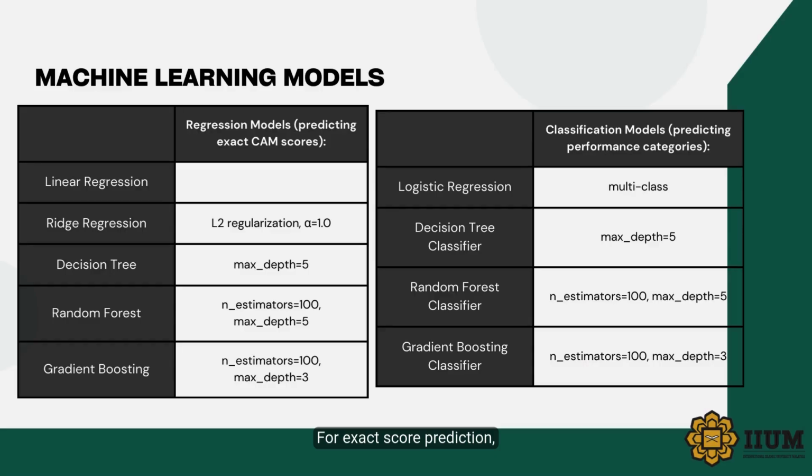For exact score prediction, we used 5 regression models. These include linear and ridge regression. We also used tree-based models: decision tree, random forest, and gradient boosting. They test linearity versus non-linearity.